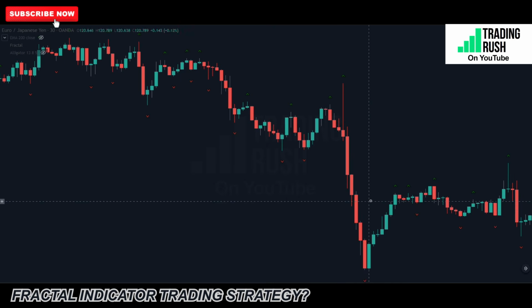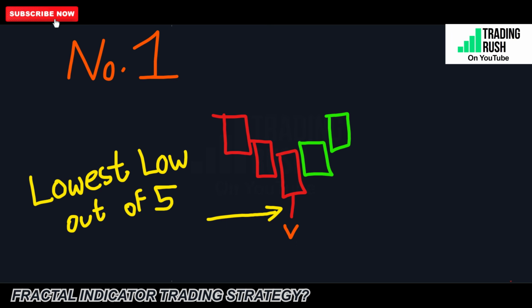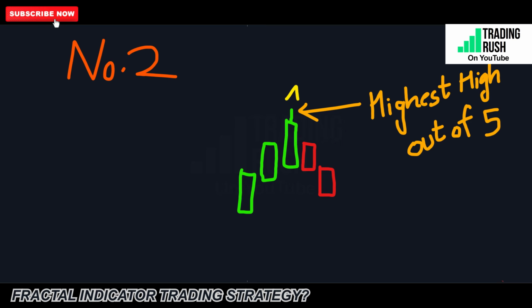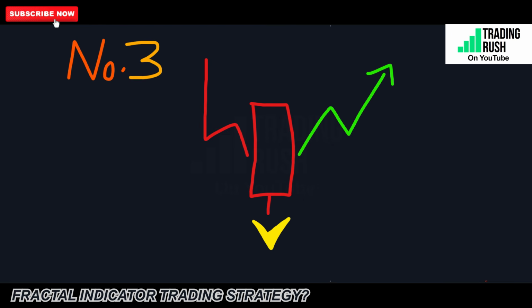Here are some important things to note about the fractal indicator. Number 1. A bullish fractal occurs when there is a low point with two higher low candles on each side of it. Number 2. A bearish fractal occurs when there is a high point with two lower high candles on each side of it. Number 3. If an up arrow appears above a candle, it is a sign that market can go down. If a downward pointing arrow appears below a candle, it is a sign that market can go up.